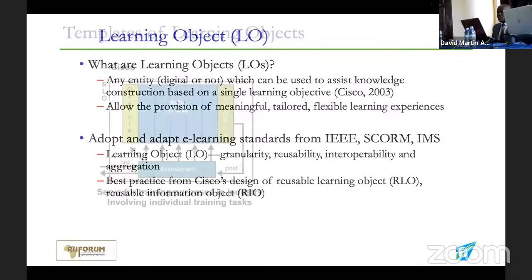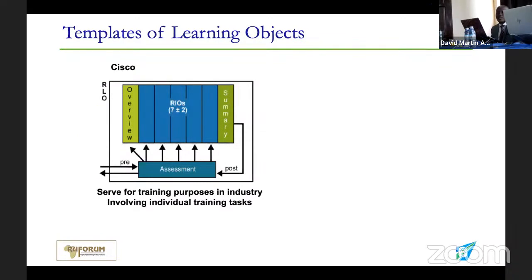So what am I trying to say? This is the example I'm trying to bring forward: a book has an overview, so a learning object has an overview. When you see ROLO, it is reusable learning object. And I will tell you why it is reusable.